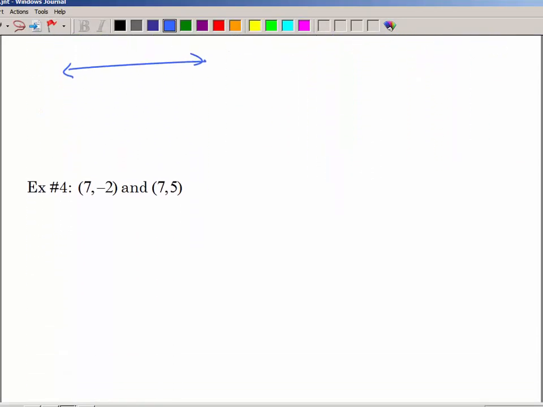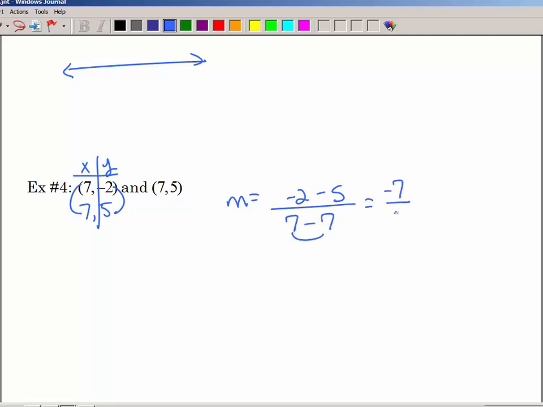Let's look at the last example. Again, we kind of line them up. I'm going to go negative 2 minus 5 and 7 minus 7. So I have negative 7 over 0. Can you divide by 0? Never. This is undefined. And so what kind of line is that? It would be vertical. Again, if you plotted those 2 points and connect them, you would see a vertical line.